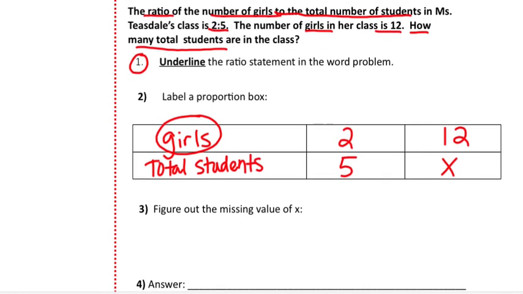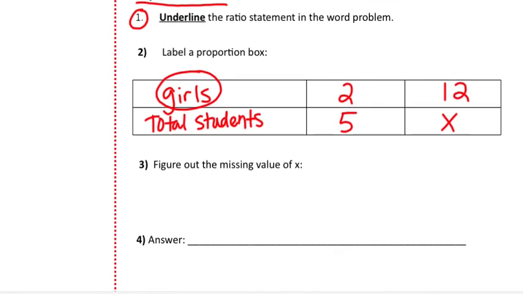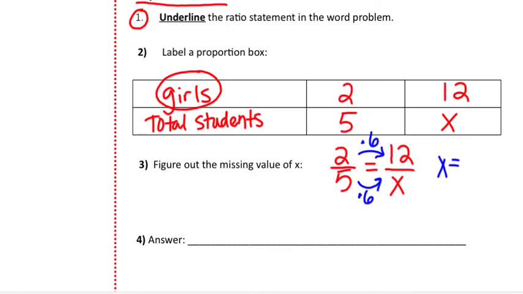Now that we've set up our proportion box, we need to find out what x is. So you take your information from the proportion box and let's set it up like this and find out what x is. Now again, it's probably easy to see the relationship as we move from side to side. 2 times what is 12? Well, 2 times 6 is 12. So we're going to do the same thing in the denominator. 5 times 6 is what? Well, 5 times 6 is just 30.